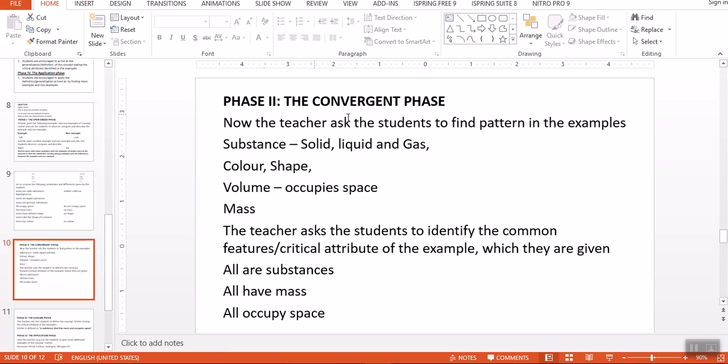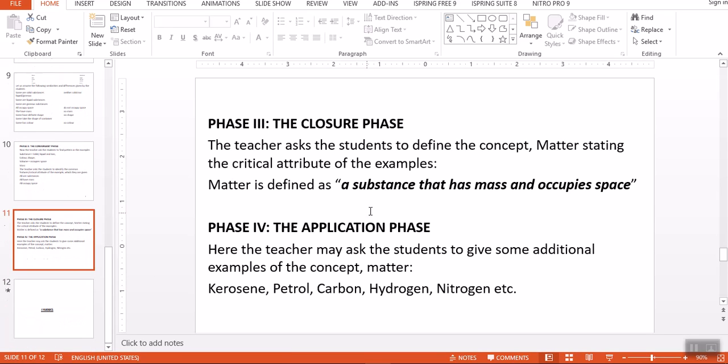This is the convergent phase, because they were trying to look at the critical characteristics of the examples, and they try to define all those ideas. In the closure phase, the teacher allows the students to define it. All right, after the definition, students should be able to share more examples.